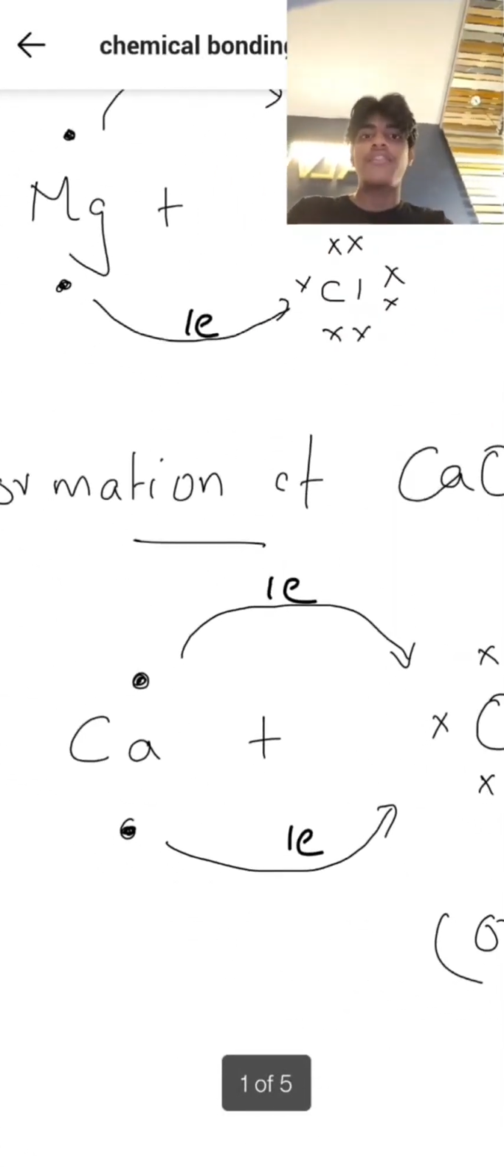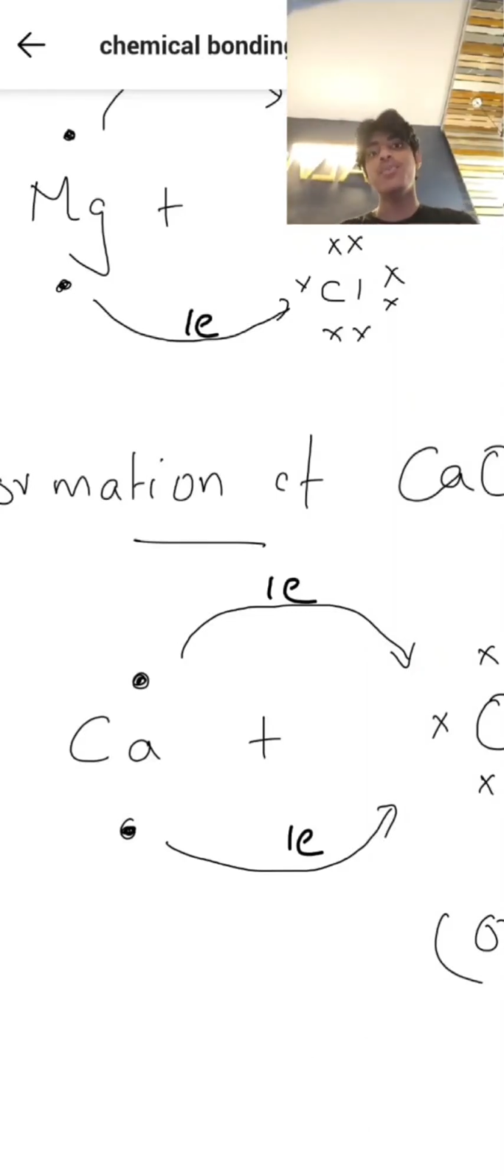Next, we come to the formation of calcium oxide. Again, the strategy to draw these efficiently is to just remember where the elements are on the periodic table. Calcium's atomic number is 20, which means calcium has 2 electrons in its outermost shell. Its electron configuration is 2, 8, 8, 2, correct? So it has 2 electrons in its outermost shell, while oxygen has 6 electrons in its outermost shell.